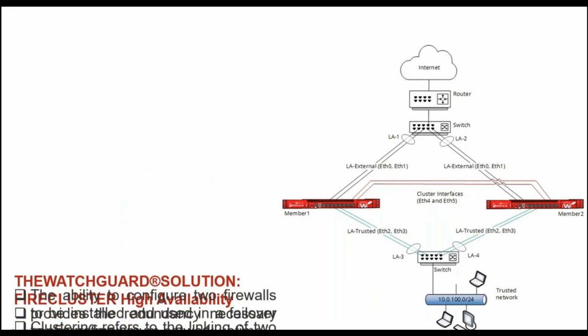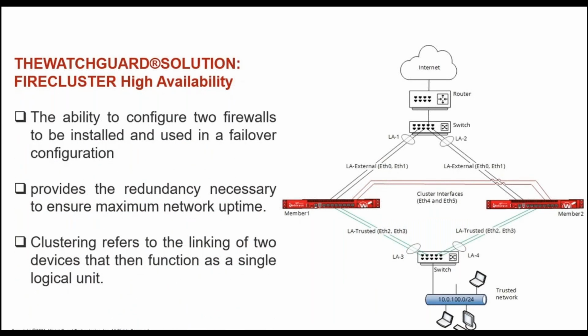Right, so moving on here, we're going to talk about high availability. High availability can be a component of disaster recovery, but mainly here, and this is the focus of what we're going to talk about today, it's that I have these devices in the same rack, right? We will see that we can do active passive or active active, and you have the ability to configure these two firewalls to be installed and used in a failover configuration. That's the main reason for having them there.